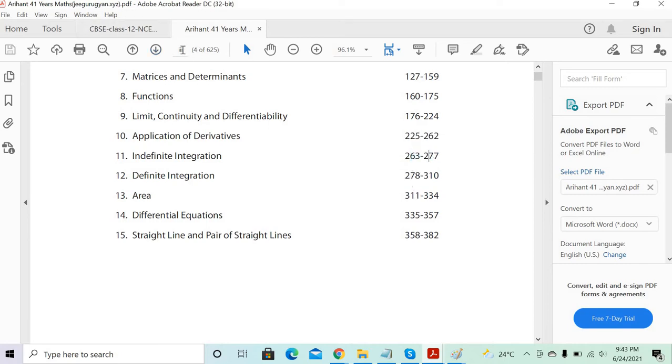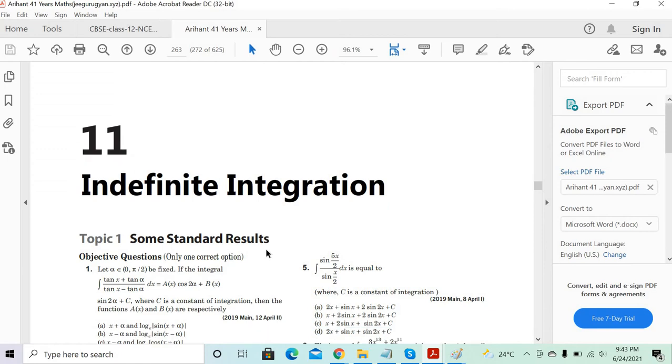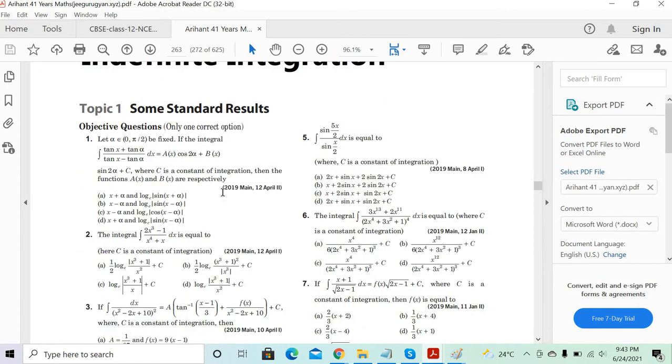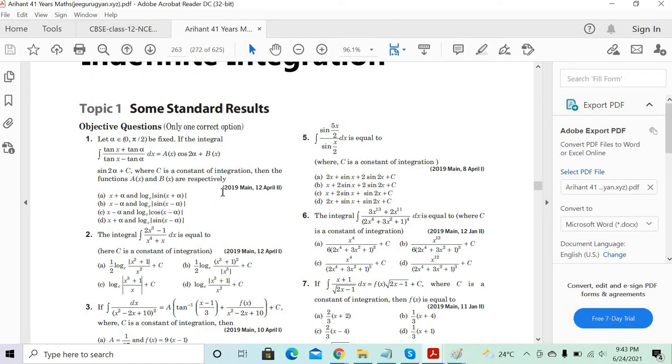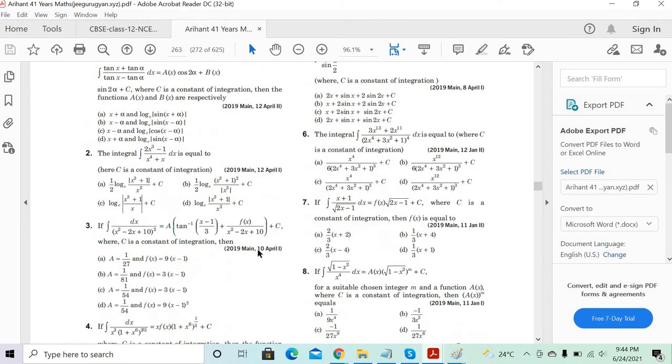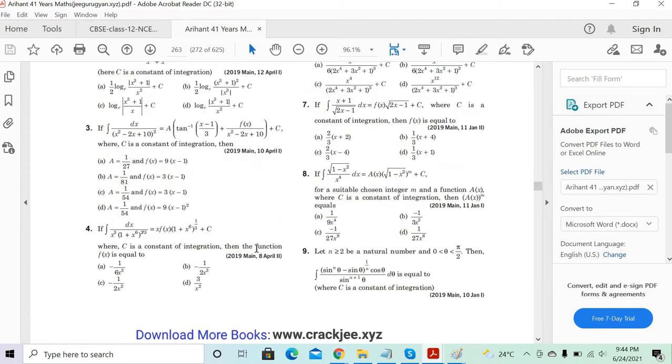So we can go to the 263 indefinite integration. From here, this looks like the miscellaneous questions only. So after miscellaneous, it will be useful for you, right? Yes, sir. That will be nice.